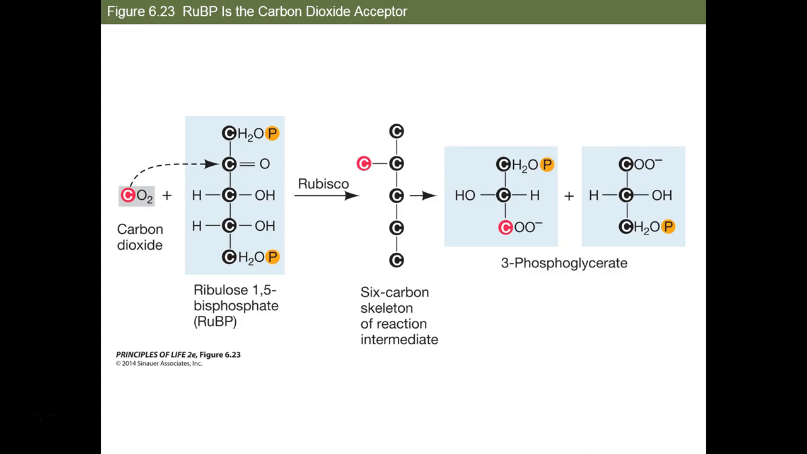Figure 6.23 briefly goes over the fixation of carbon. CO2 binds with RuBP, with the final product being 3-PG.